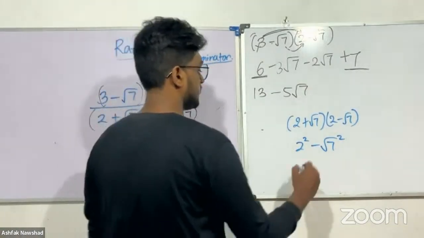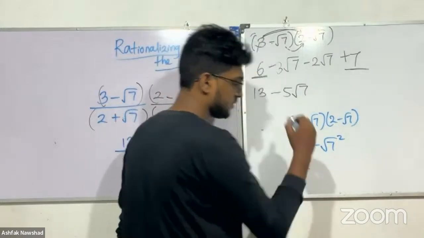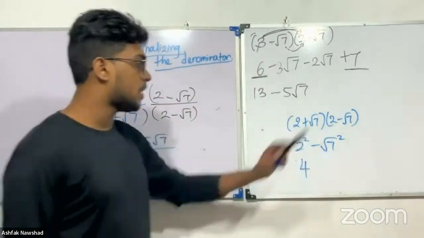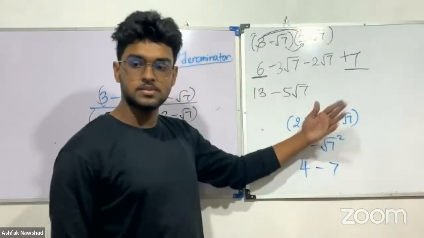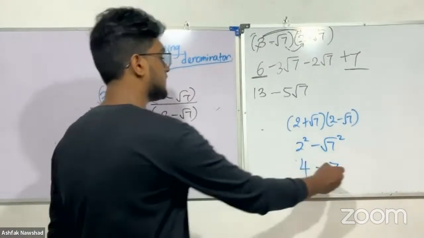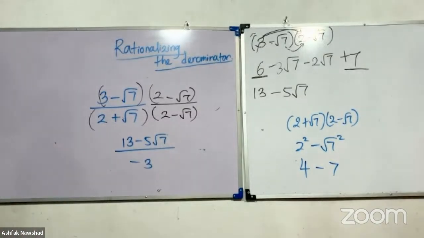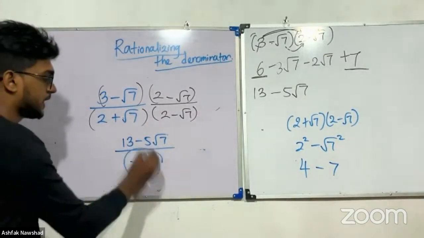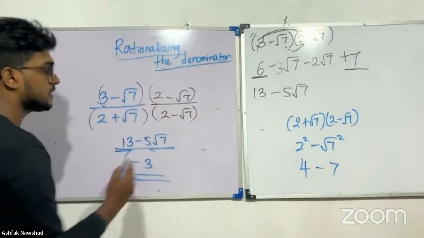Yeah, correct. The square of 2 is 4. But the square of root 7 is just 7, because it has a root. So it becomes root of 49, which again is 7. So when this is simplified, the answer is minus 3. This is the answer. See, the denominator has been rationalized. The denominator was irrational. It has been rationalized.